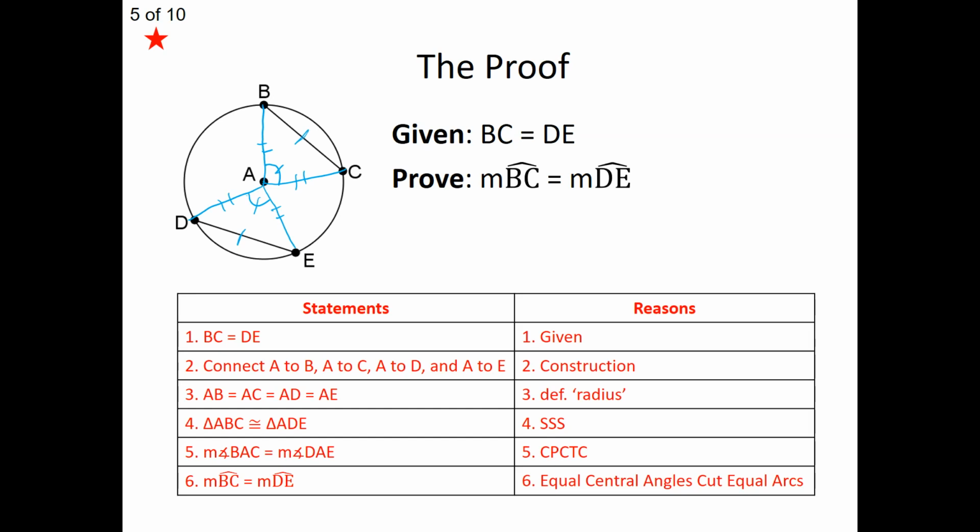And my reasoning there, notice that I had to type out what the reason was because that theorem didn't have a name. So I typed out what that theorem did: equal central angles cut equal arcs. So that's what I said there, right? Because I have an equal pair of central angles, which means they cut that equal pair of arcs.